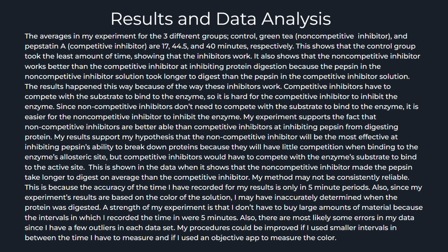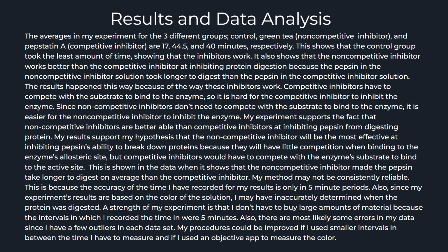My experiment supports the fact that non-competitive inhibitors are better able than competitive inhibitors at inhibiting pepsin from digesting protein. My results support my hypothesis that the non-competitive inhibitor will be the most effective at inhibiting pepsin's ability to break down proteins because they will have little competition when binding to the enzyme's allosteric site. But competitive inhibitors would have to compete with the enzyme substrate to bind to the active site. This is shown in the data when it says that the non-competitive inhibitor made the pepsin take longer to digest on average than the competitive inhibitor.